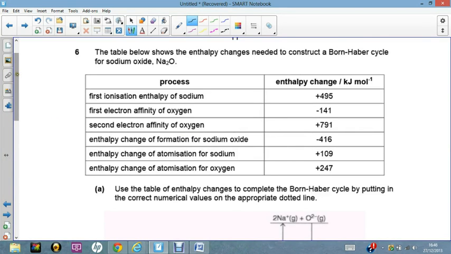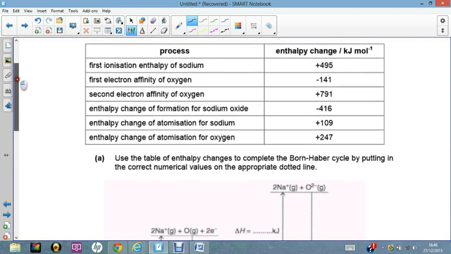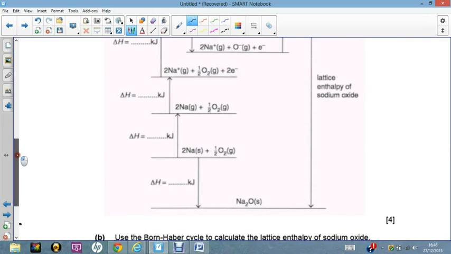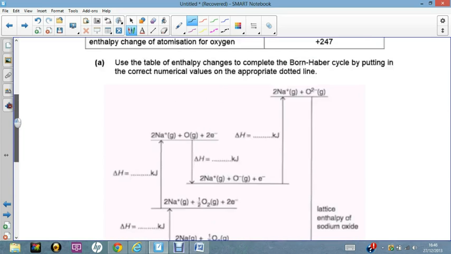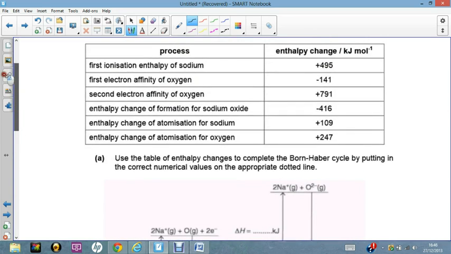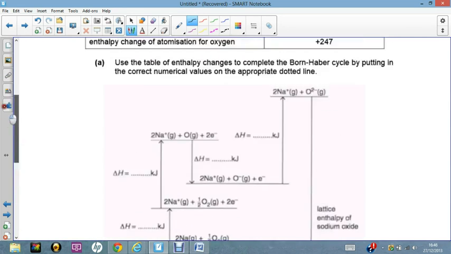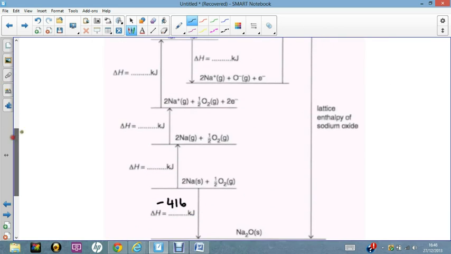Christmas mock question 6. Question 6 is a Born-Haber cycle question. We're given a cycle and all we need to do is put the numbers in the correct place. So if we look at what's going on here, we've got 2 elements forming a solid, so that's the enthalpy of formation, which is minus 416. On this we've got sodium solid turning to sodium gas, so we're looking for the atomisation of sodium, which is plus 109.